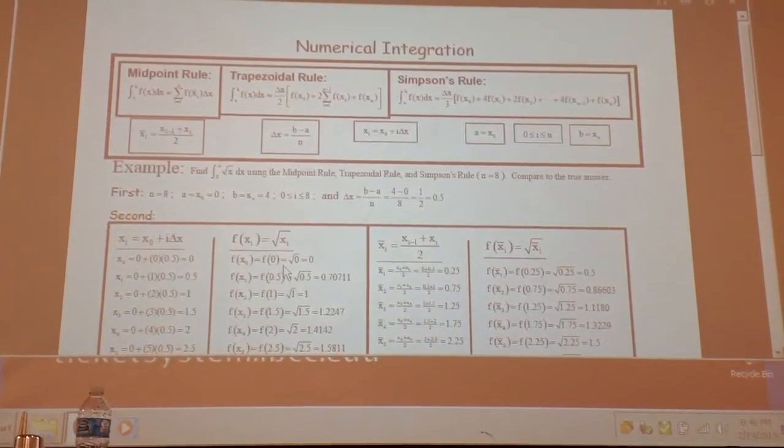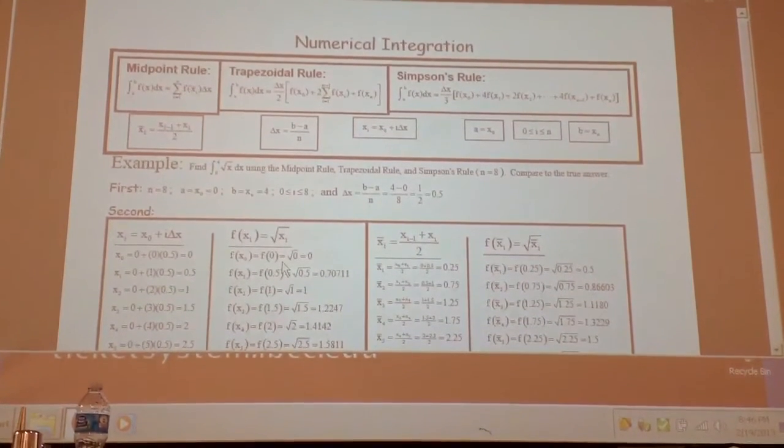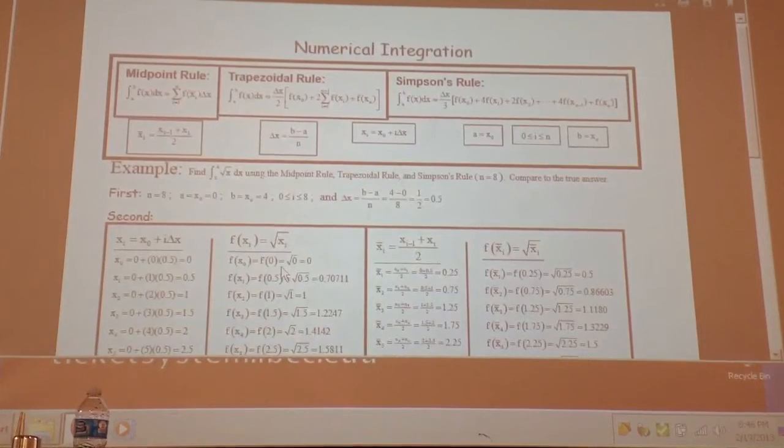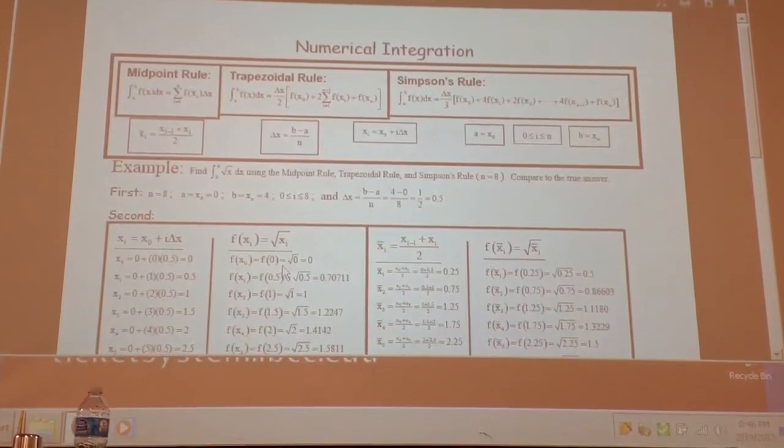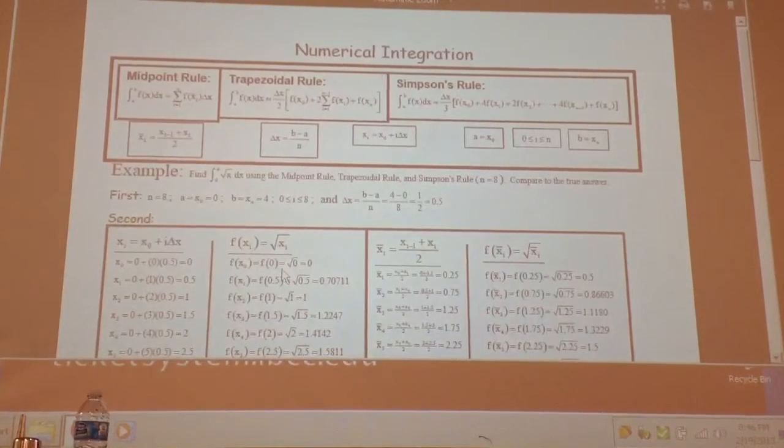Anytime I see the summation sign, those of you who have done some computer programming, you see a for loop. That's what that is. You're starting in one place, you're doing adding, doing adding, doing adding, and then you're getting a total at the end. Okay? We'll talk about that in a bit.